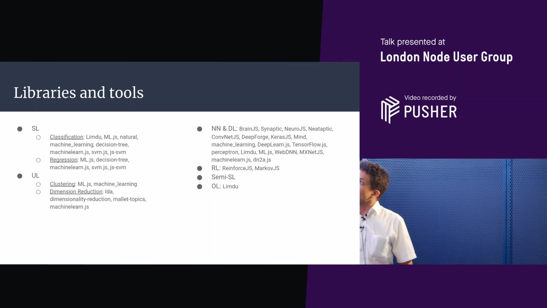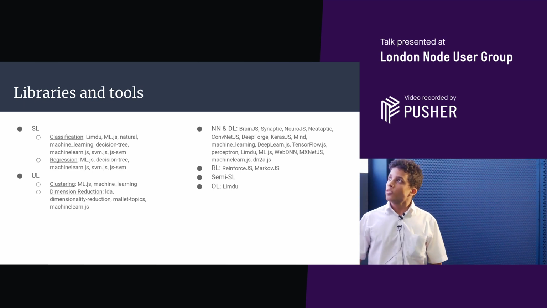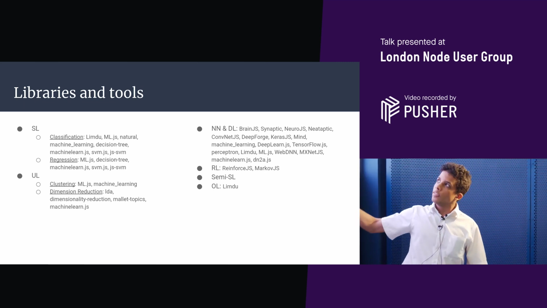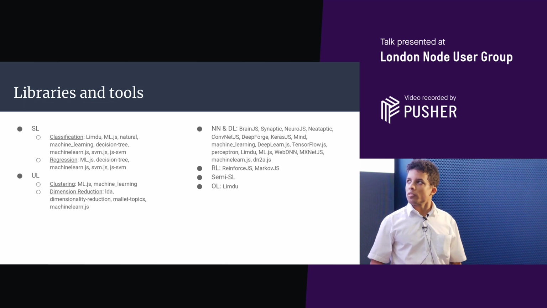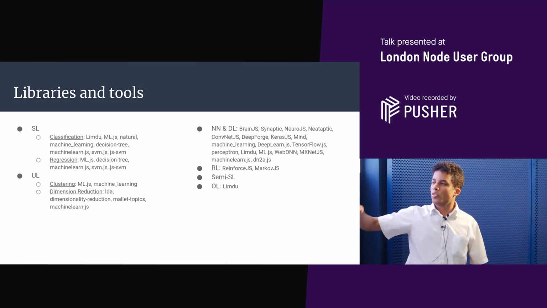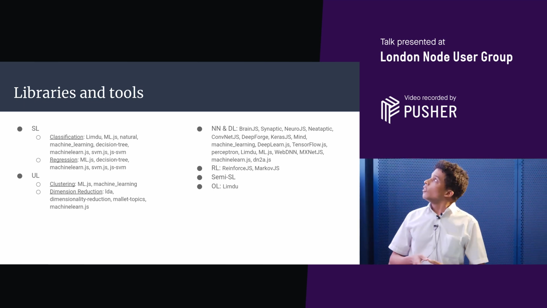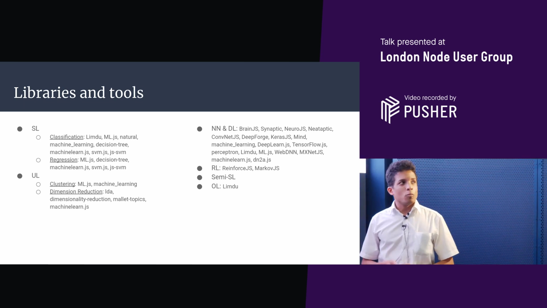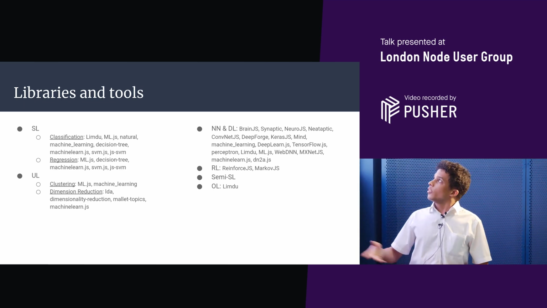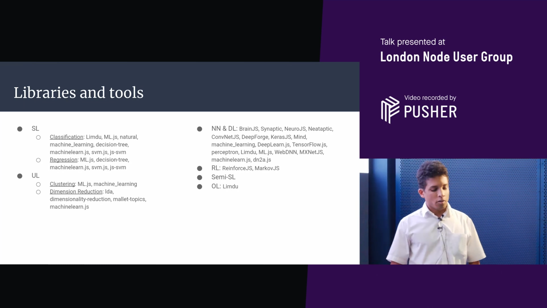So, libraries and tools. There's quite a lot, especially on the deep learning and neural network side of it, but some of the ones I've used are limdu for classification and online learning, ML.JS, which seems to be the most popular one, which can also do a lot of things like clustering and unsupervised learning. Then you have things like LDA for dimension reduction, BrainJS, which some of you might have used in the AI.JS workshop. There's other things like Markov.js, Reinforced.js for reinforcement learning, and so on.